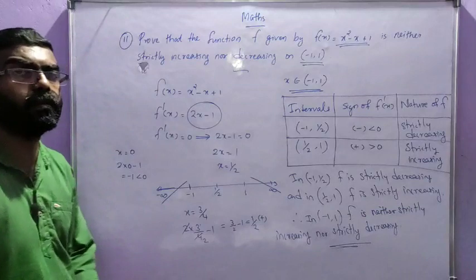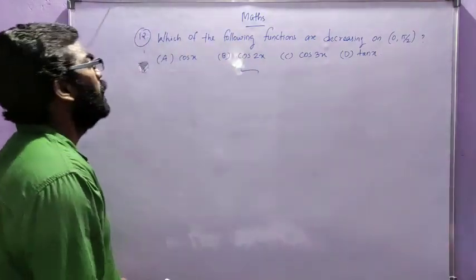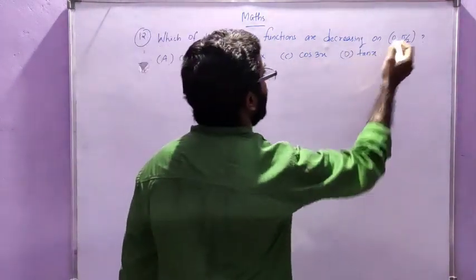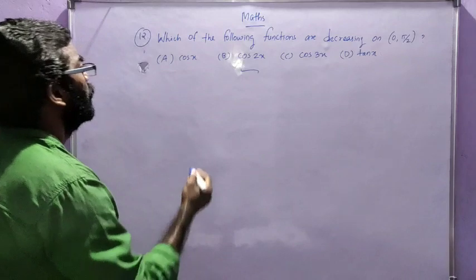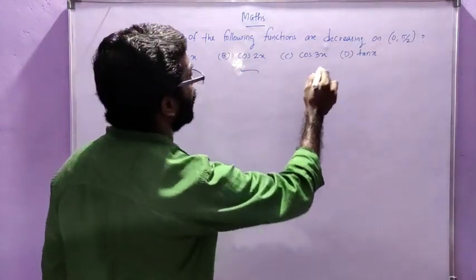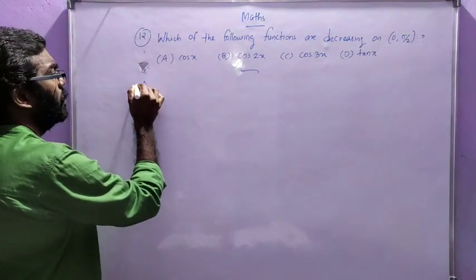Okay, clear? Here the next question is, which of the following functions are decreasing on open interval 0 comma pi by 2? There are 4 sub questions. A is cos x, B cos 2x, C cos 3x and D is tan x. We can discuss one by one.